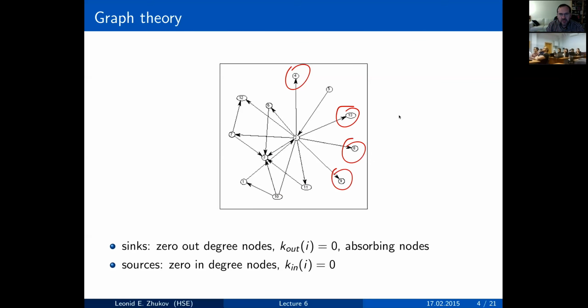But there are also source nodes. These are the nodes that have non-zero out degree, but zero in degree. So they are the sources. And a little later on, we'll see in what sense they're the sources.